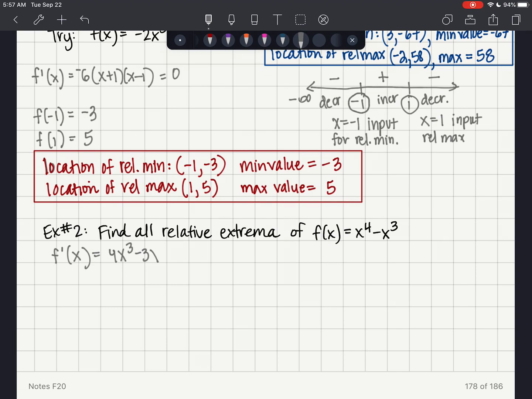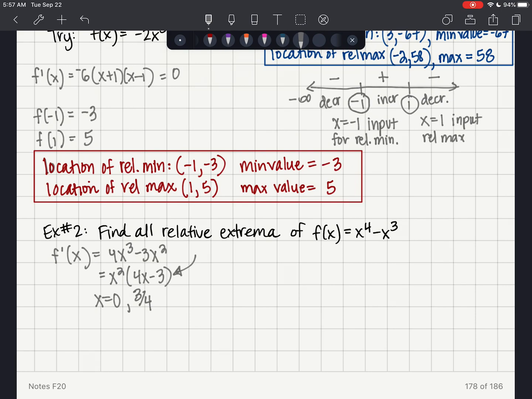4x cubed minus 3x squared. Well, we're going to factor that. That is going to be x squared times 4x minus 3. We're going to get x equals 0 with a multiplicity of 2. Interesting. And 3/4. Now, this is the graph of the derivative, not the graph of the original function.